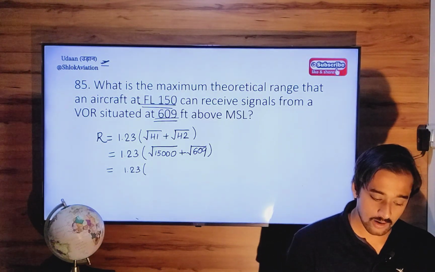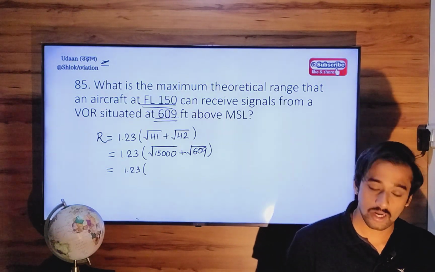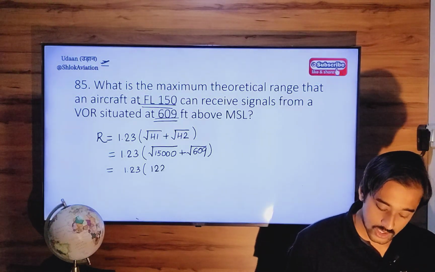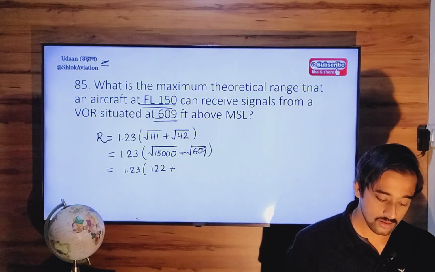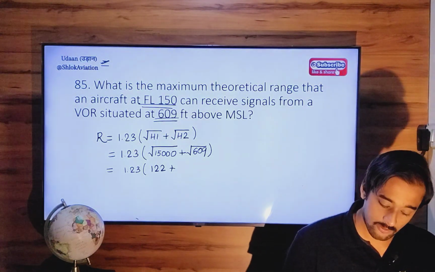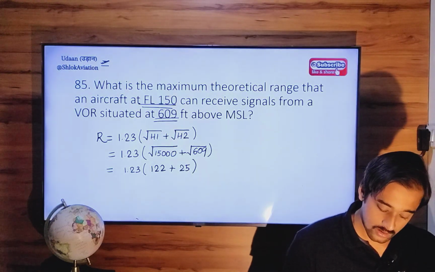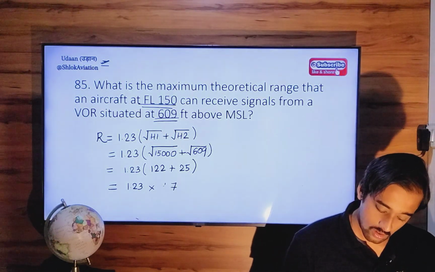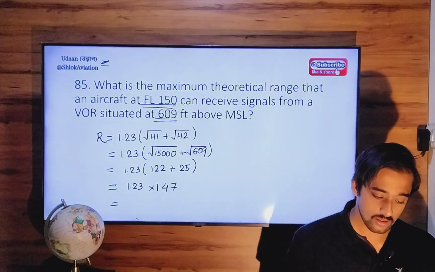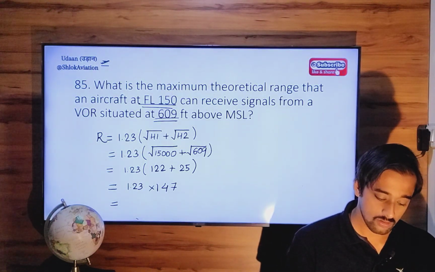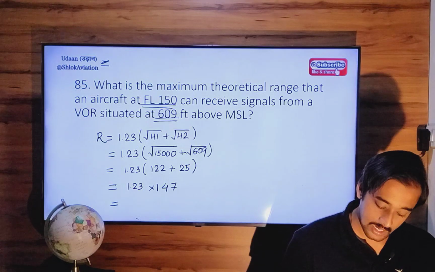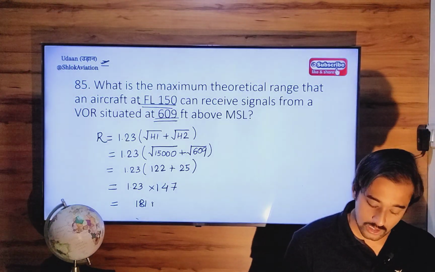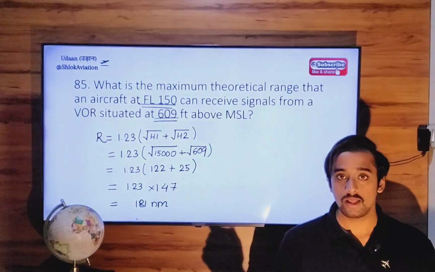Square root of 15,000 is 122. Square root of 609 is 25. 1.23 into 147 is 181. So approximately 181 nautical miles.